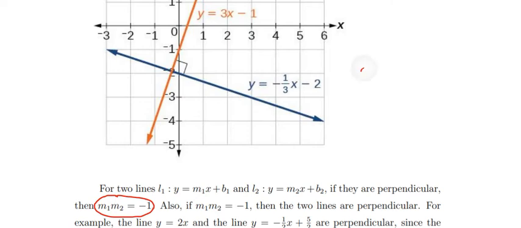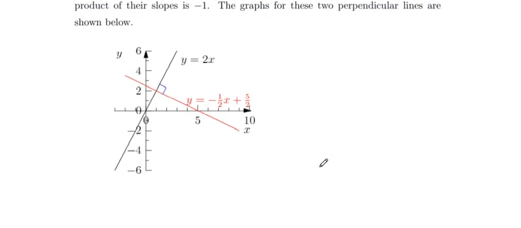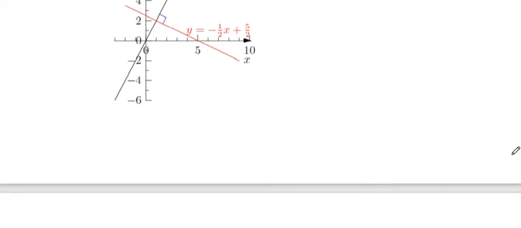So if m1 times m2 equals 1, we can say these two numbers are reciprocals, like 2 and a half, 3 and 1 over 3. But here it's negative, so the product is -1. So if there's 2x, then the other one should be negative one half x. So this line and this line are perpendicular.